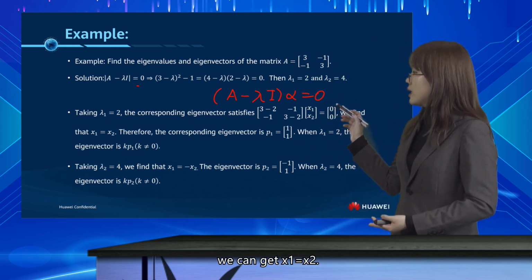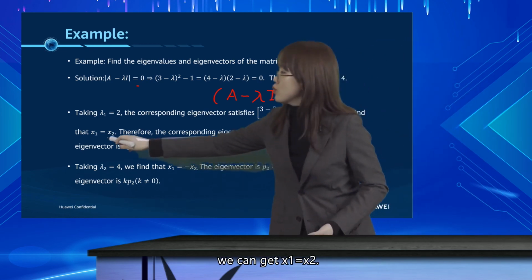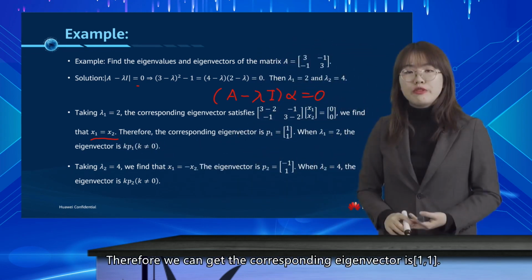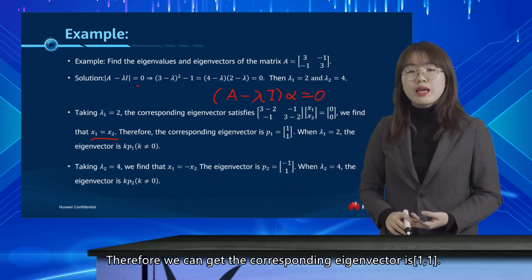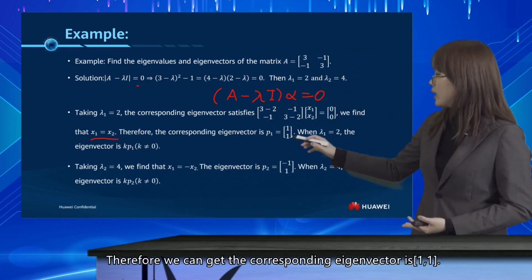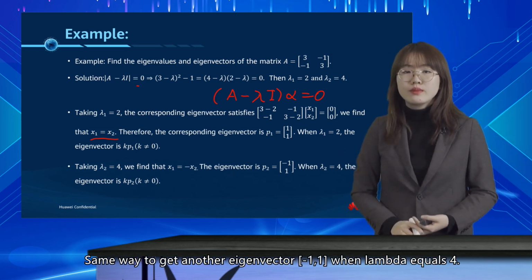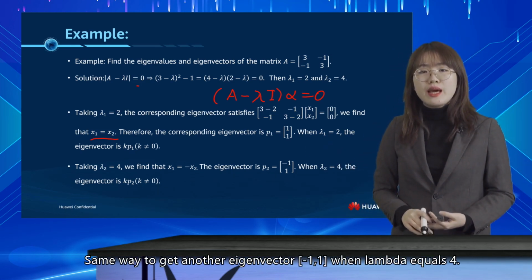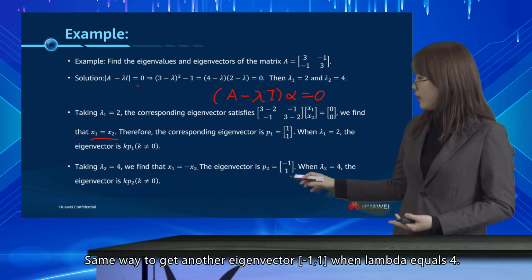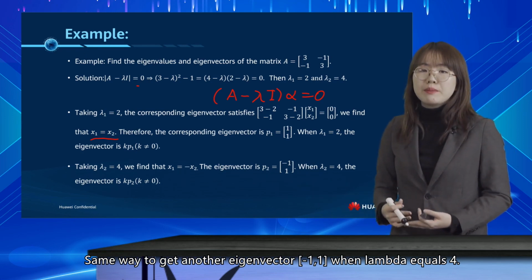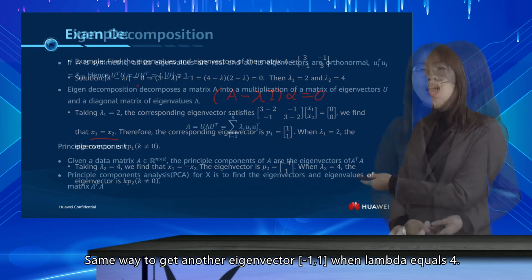We can get x1 equals x2. Therefore, we can get the corresponding eigenvector (1, 1). In the same way, we get another eigenvector (-1, 1) when lambda equals 4.